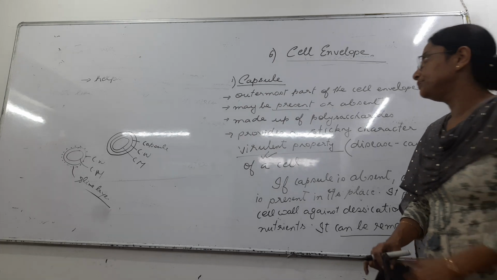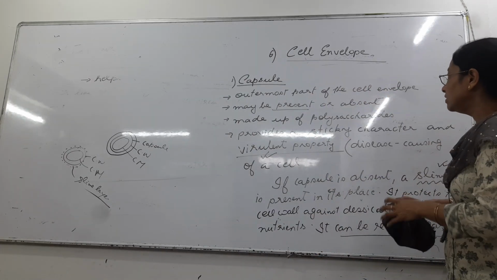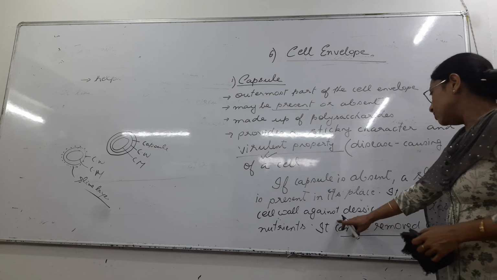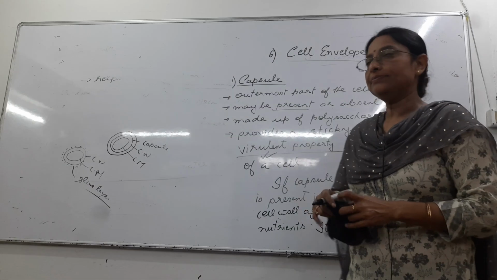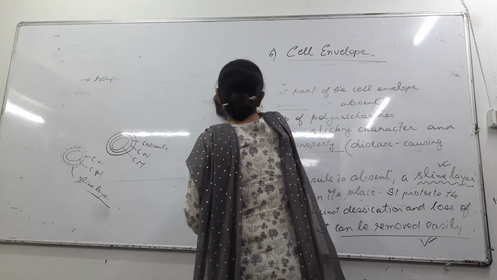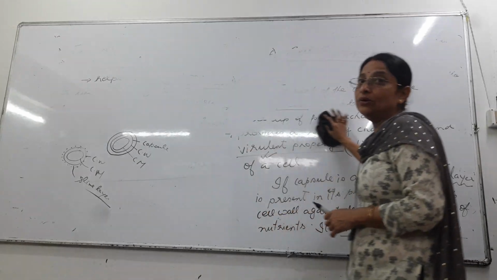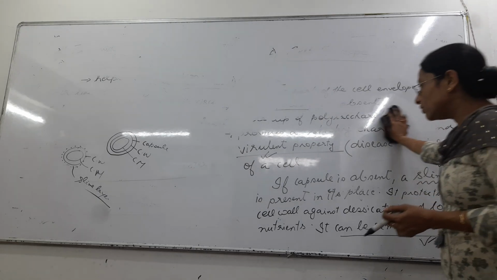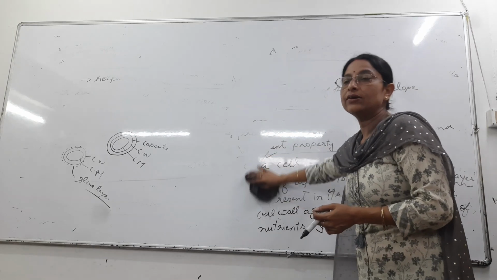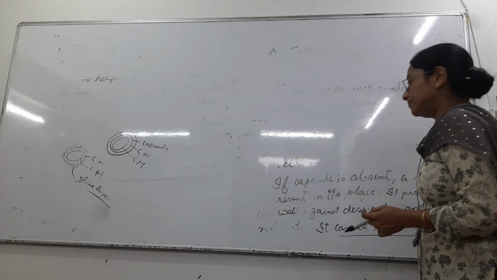Over. Desiccation. Oh yeah, I wrote it. It protects the cell wall against loss of nutrients. We understood. Desiccation is drying up. Suppose bacteria generally live in water; without water the bacteria will die, it will dry up. So to prevent it from drying up and breaking down, the capsule gives protection.